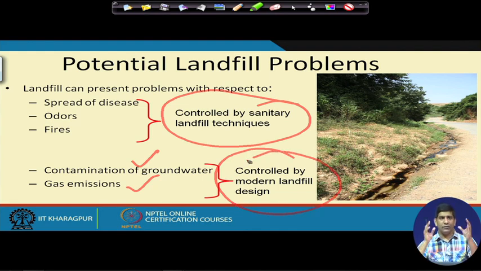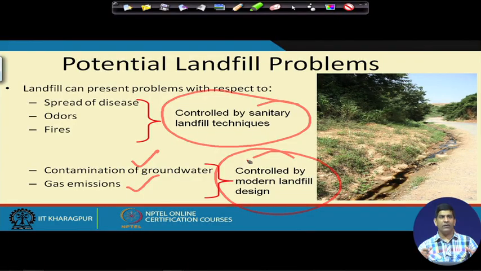In terms of the landfill design, as you will see in this section or subsequent videos, there is a leachate collection system, to prevent the contamination of groundwater, and the gas collection system. Those are very essential components of a landfill design.